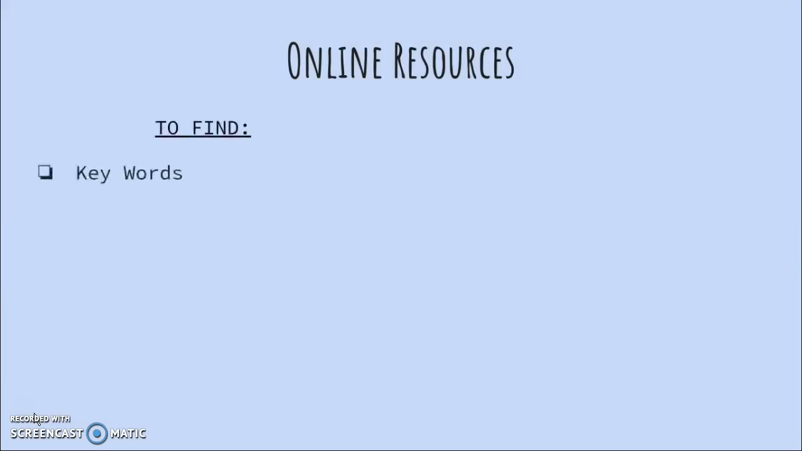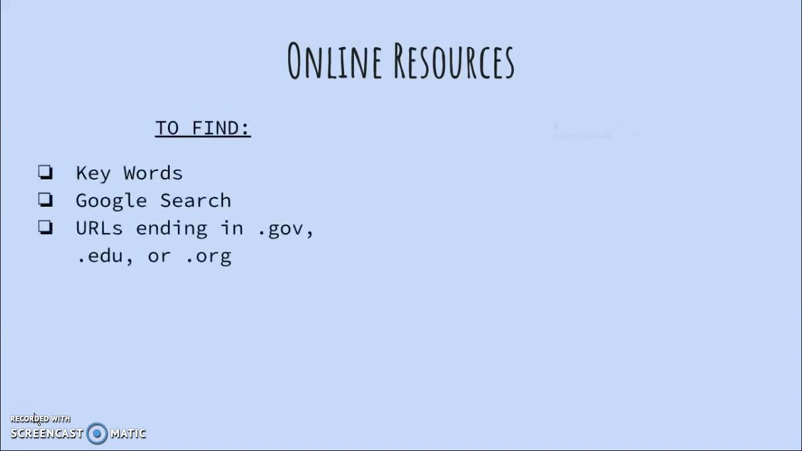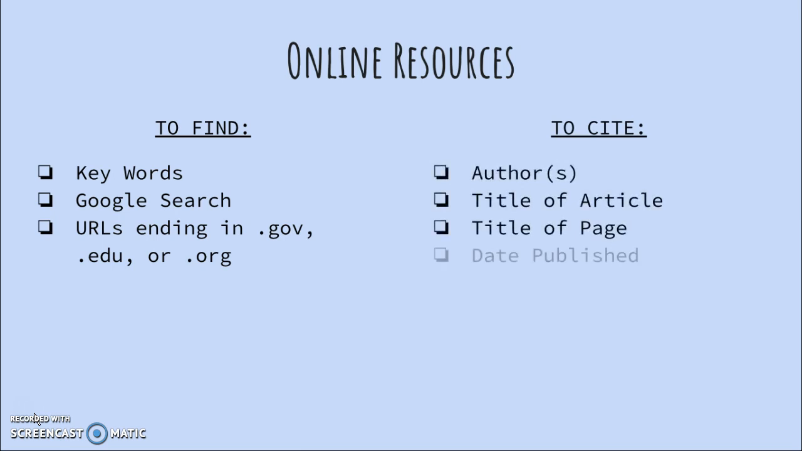Now let's talk about online resources. First, you'll need to use your keywords to search for basic information. You can use the original Google search engine for this. Keep in mind that URLs ending in .gov, .edu, and .org will yield the most accurate results. In order to cite this type of source, you will need the information listed on the right.